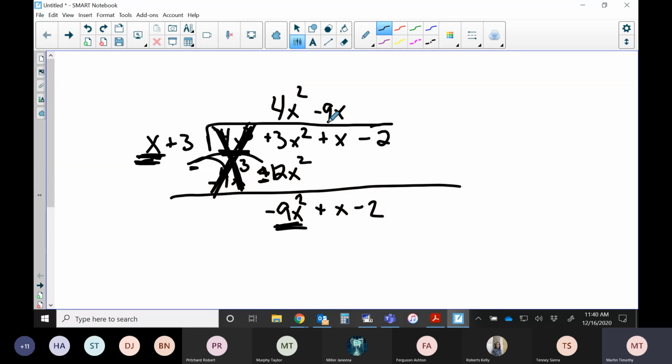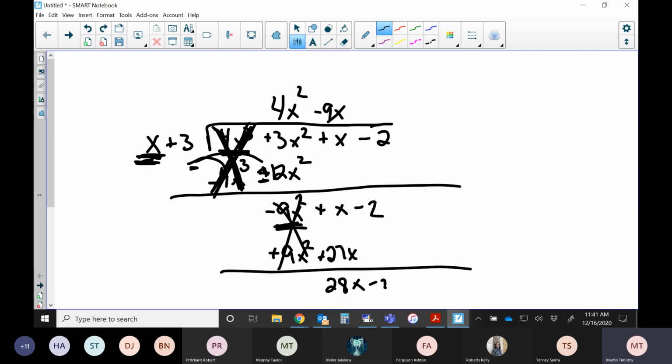I know I'm not trying to be a pain in the butt, but I have to show you that kind of stuff because it matters, right? Yeah. So then I take the negative 9x and I multiply it just like I did last time by both of those things. That gets me to a negative 9x squared and a negative 27x. And just like before, distribute the negative. When you distribute the negative, it changes both their signs. This still cancels out because one's positive, one's negative. When I put those together, it gets me to 28x minus 2.